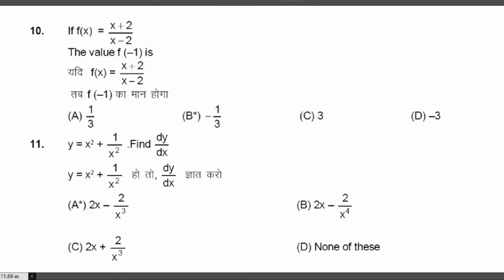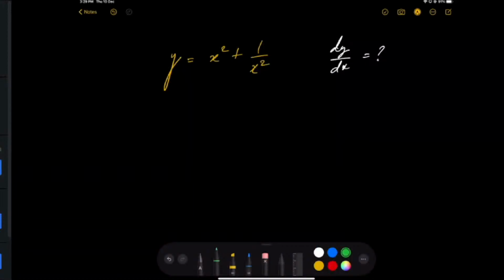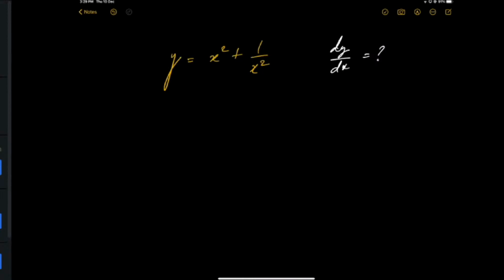Question number 11 asks, if y equals x squared plus 1 by x squared, find dy by dx. Okay, that's the question. So it's quite easy. Again, dy by dx equals, first I'll write the derivative of this.